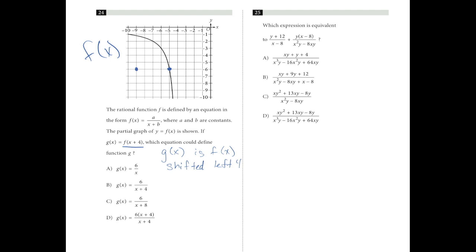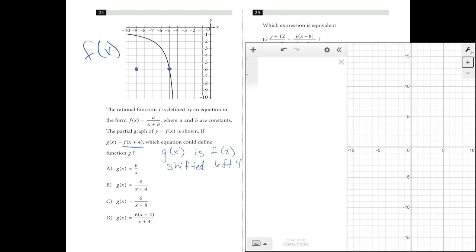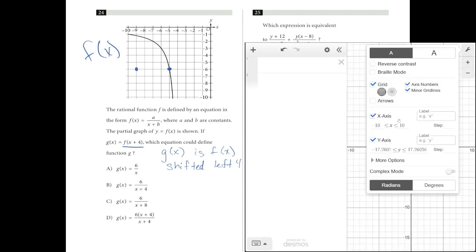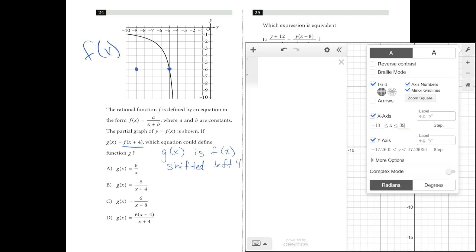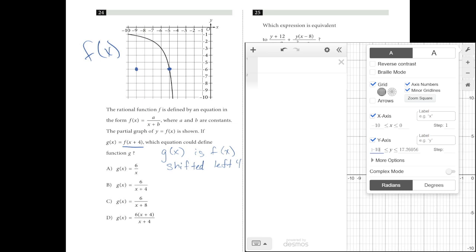And what I can even do is, let's pull up Desmos. I can even change my window in Desmos. So I can go into Desmos here and say, hey, I want my x-axis to go from -10 to 0 because that's what the graph is doing. Oops, I hit the wrong thing. To 0. And then it's by steps of 1. And then my y-axis goes from, what is it going from? It's going from -10 to 0 as well.